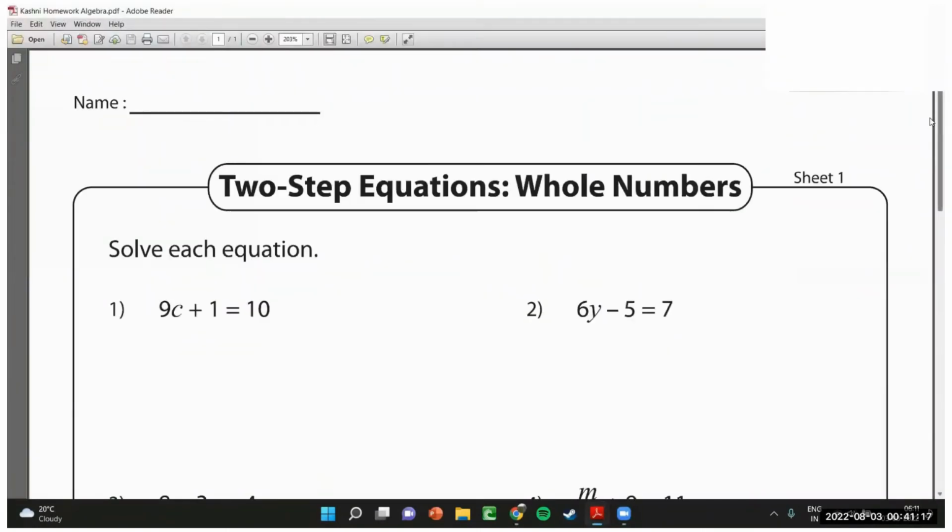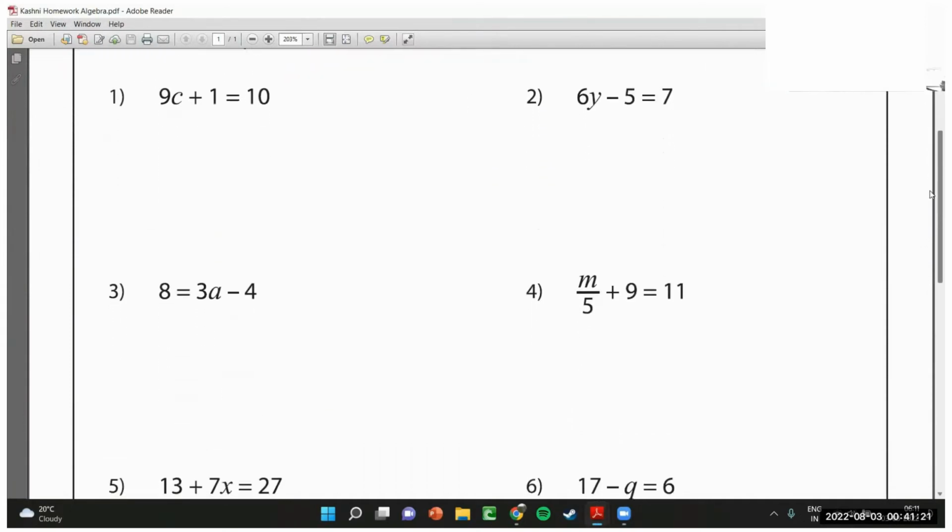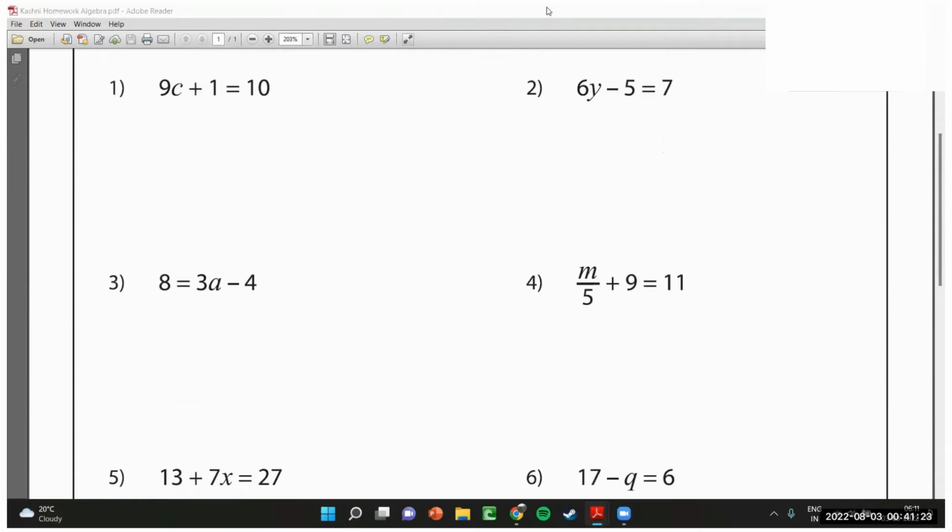Can you see my screen? Okay, let's try and do this. Let's do the first one: 9c plus 1 equals 10. Wait, I thought we were doing one-step equations. Yeah, but two-step. Actually, we ended up doing two steps, the one which I told you. One step is easy. One step equation is 7x equals 3. What is x?